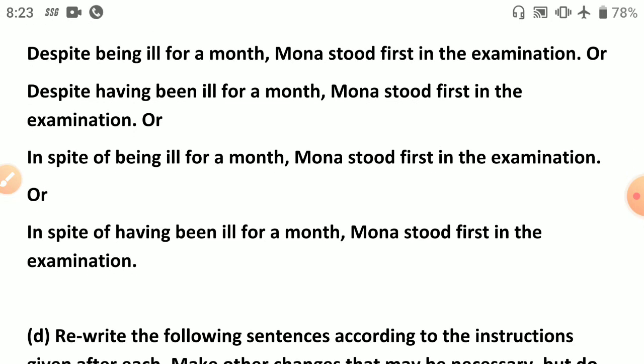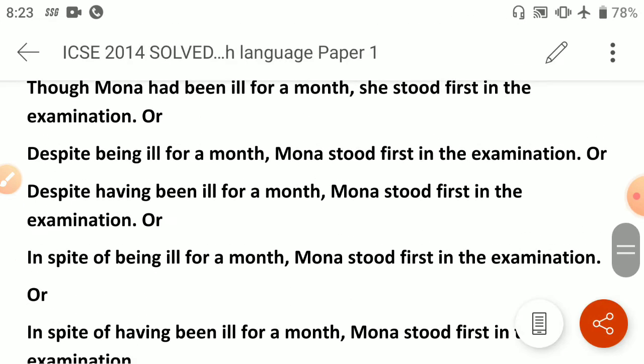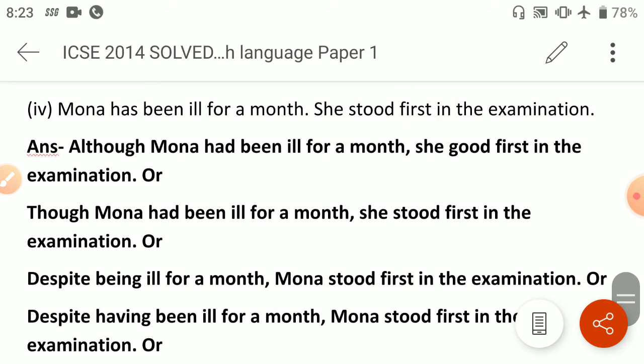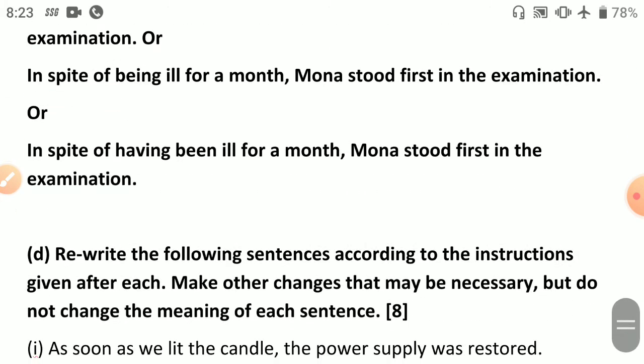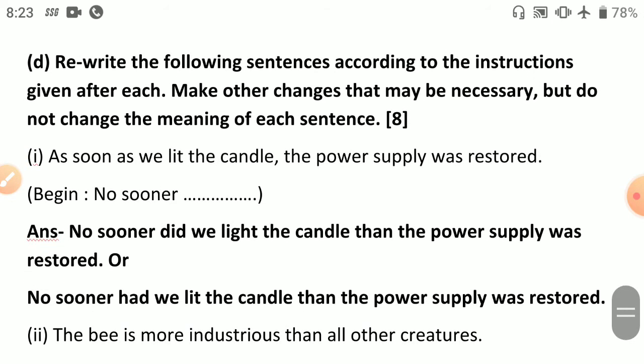And also write in spite of being ill. So being is the participle of the be verb. Okay, or in spite of having been ill. Both are correct. So there are many possibilities for this. Let's go to the last section of grammar.